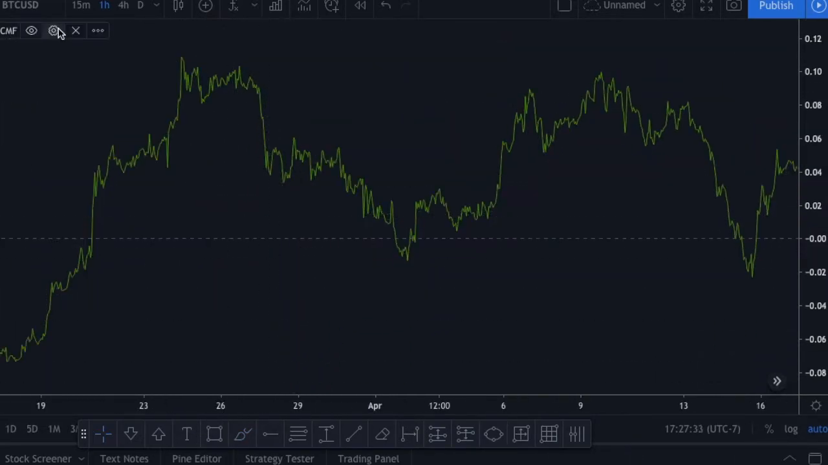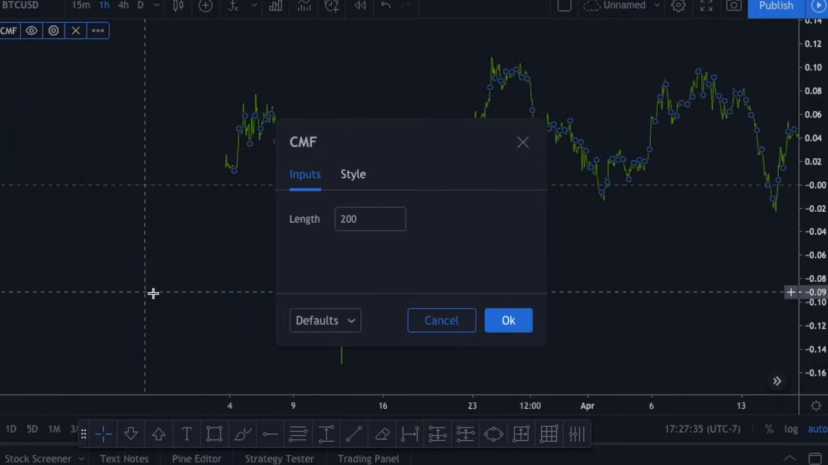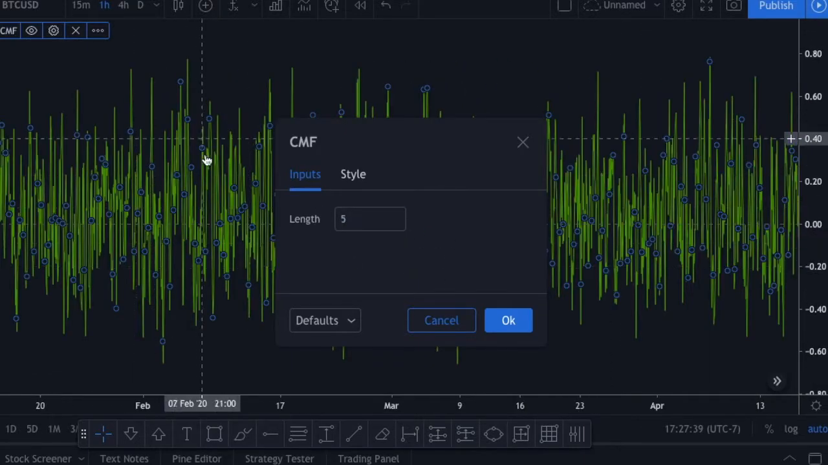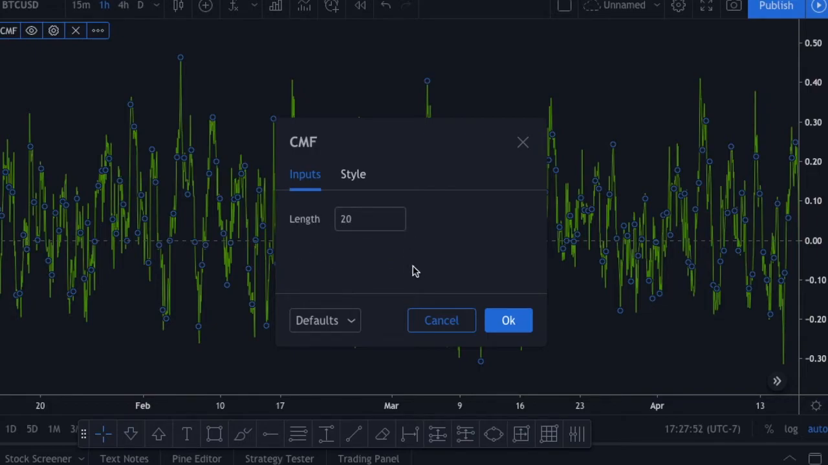So once I start messing around with the settings, 200 is going to give us very few signals. If I move this down to say 5, then there's going to be a ton of signals, right? So we want something in between, whatever's going to give us the best results, the most that we can maximize whatever trade that we're in.